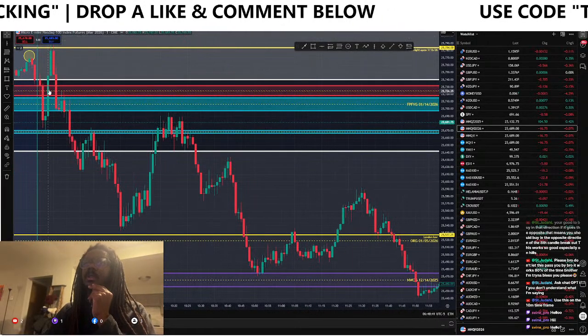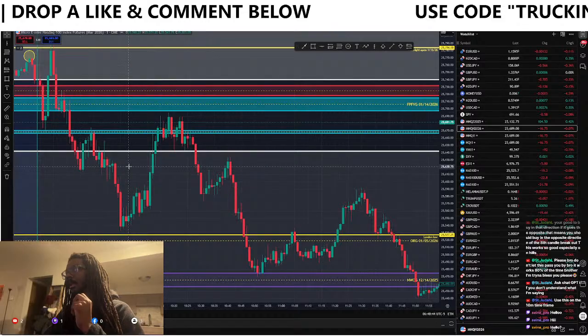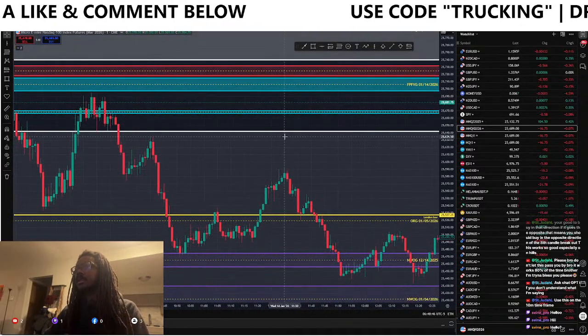I feel like the better trade was the one right in the morning when it just goes right down and gives you a nice 3-to-1 risk to reward ratio.